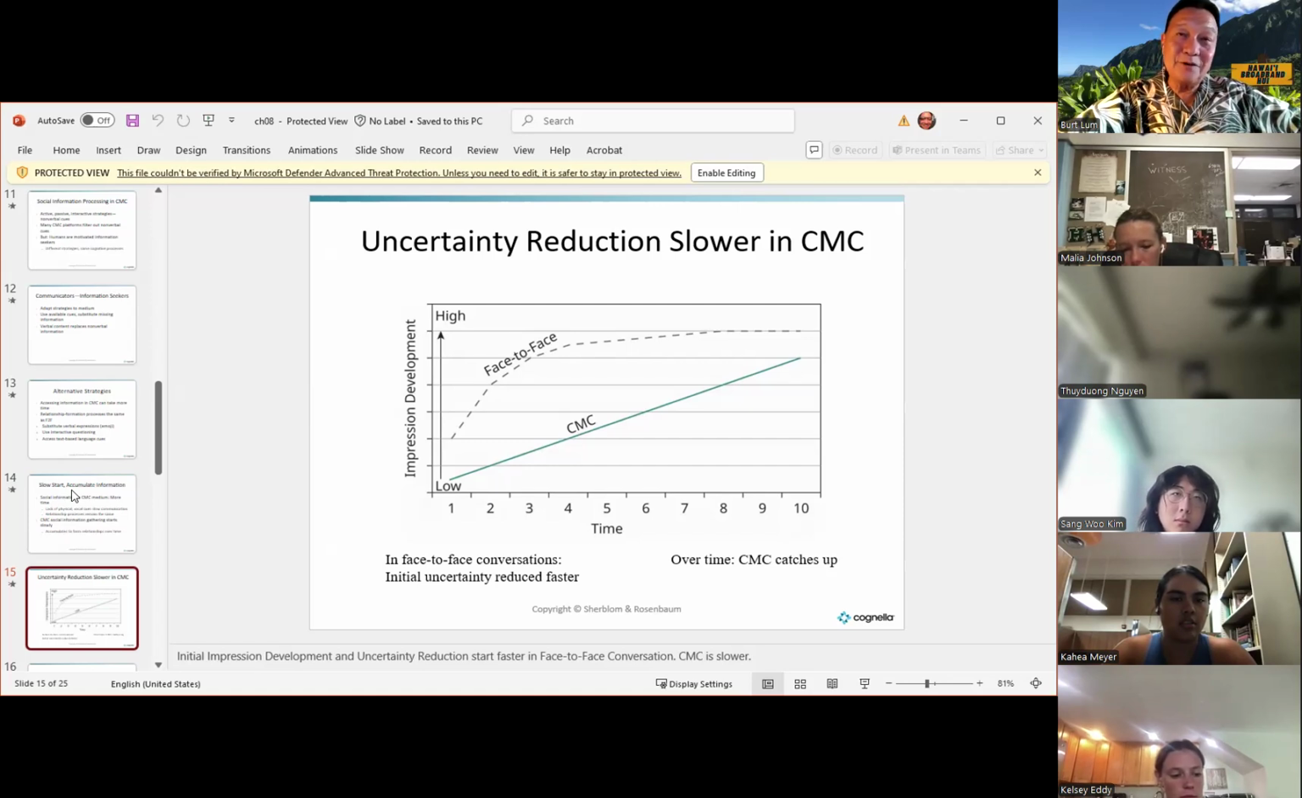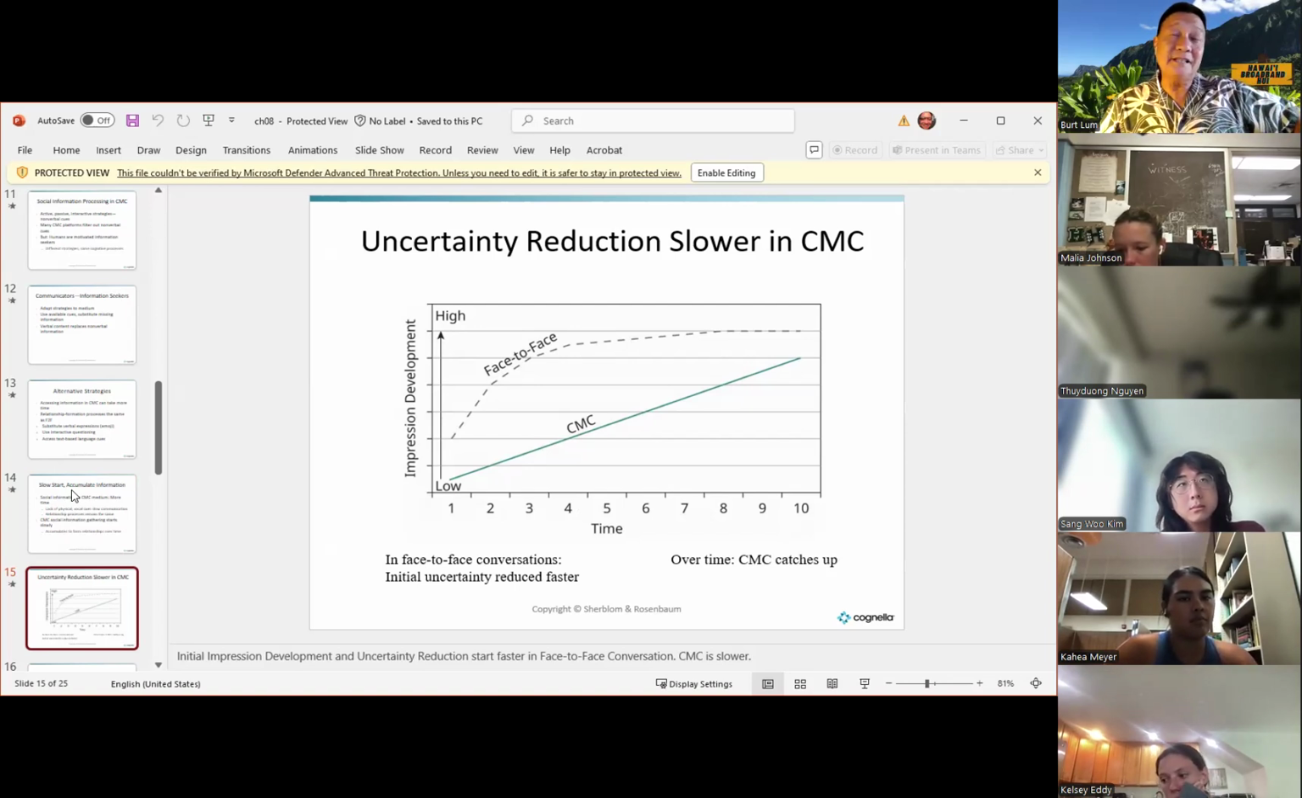But if it's purely on a CMC level, getting to know you is sort of a straight line, and it's not a rapid increase, whereas in face-to-face, you're able to do more things like discussions and gift trading or whatever, sharing a gift, or taking a picture.